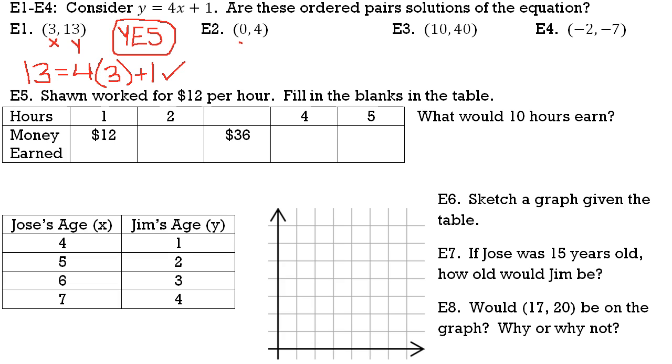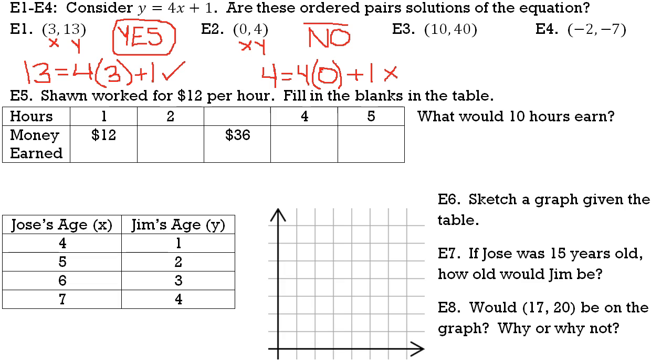All right, let's try it out here with x being 0 and y being 4. So you would say 4 equals 4 times 0 plus 1. All right, 4 times 0 is 0, plus 1 is 1. That is a no-go.